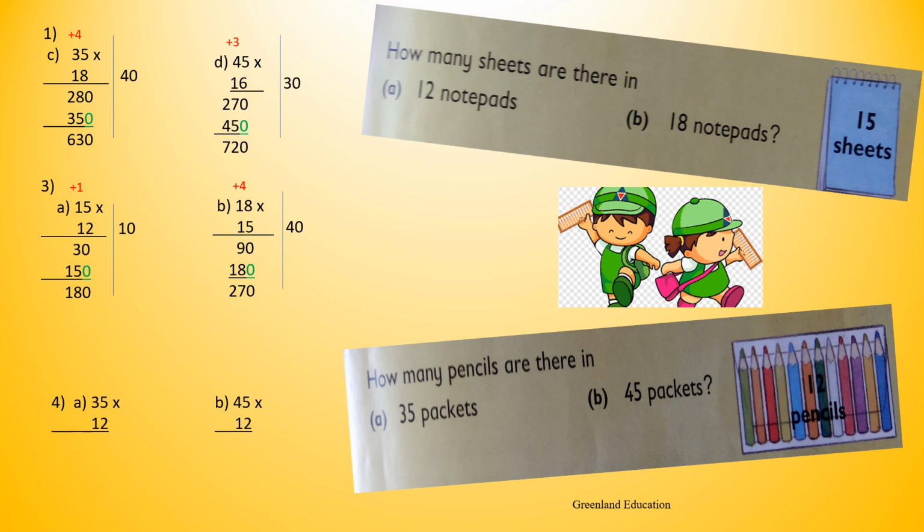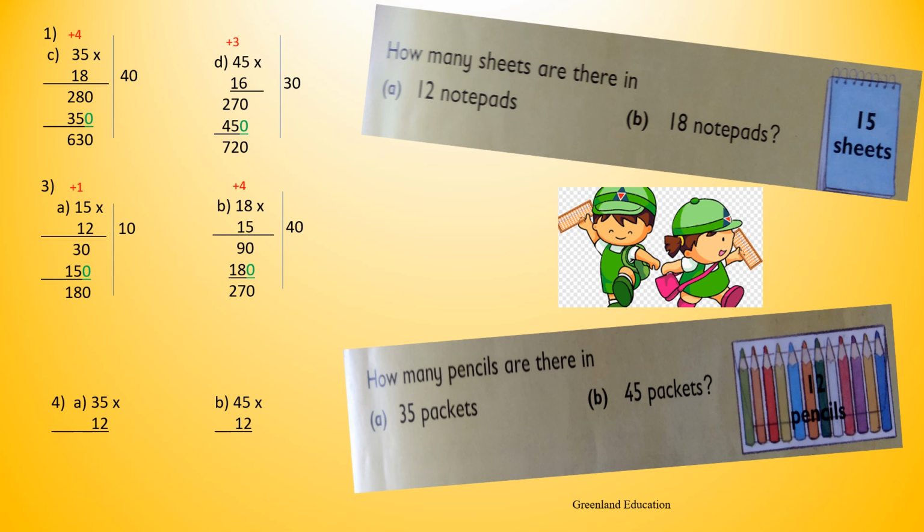How many sheets are there in 12 notepads? In one notepad there are 15 sheets. So 15 you should multiply by 12. Same like earlier, 15 you should multiply by 2 first. 2 times 5, 10. From 10, put 0 below 2 and take the remaining 1 and write it as plus 1 above number 1. Then you have to multiply 1 by 2. 2 times 1, 2. 2 plus 1, 3. 30.